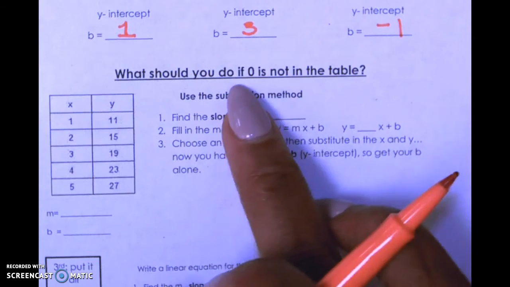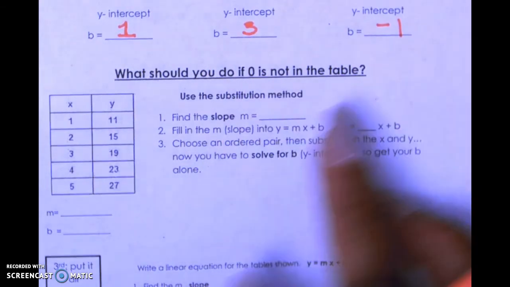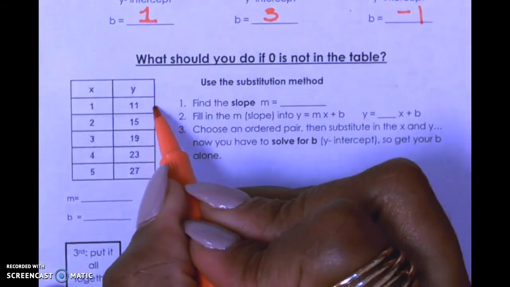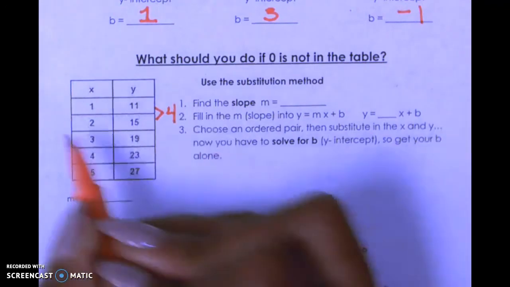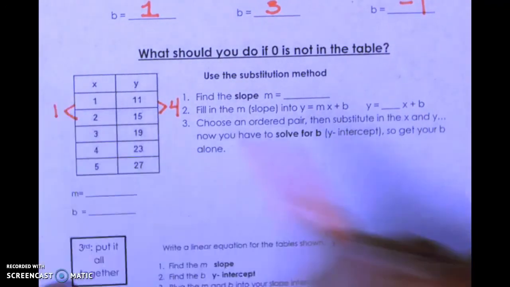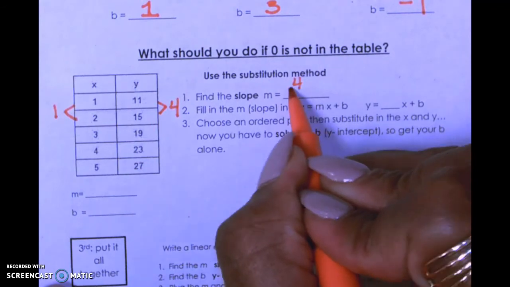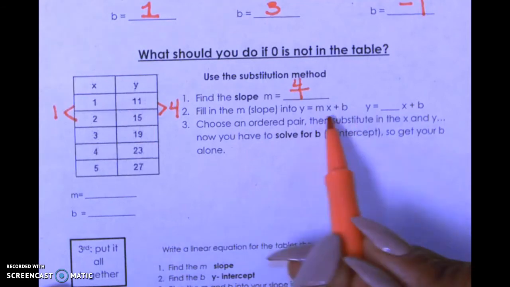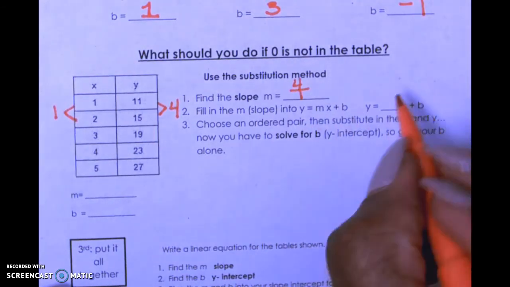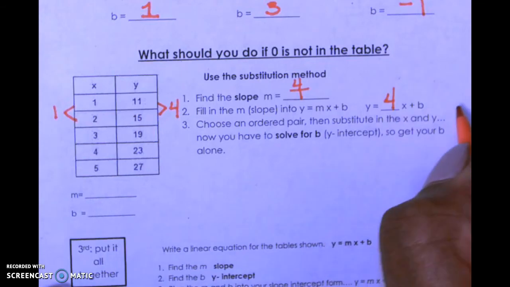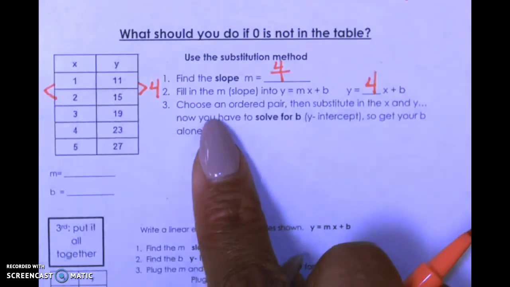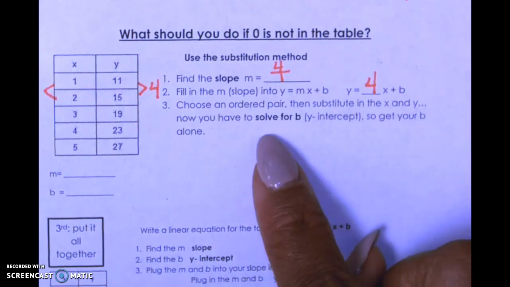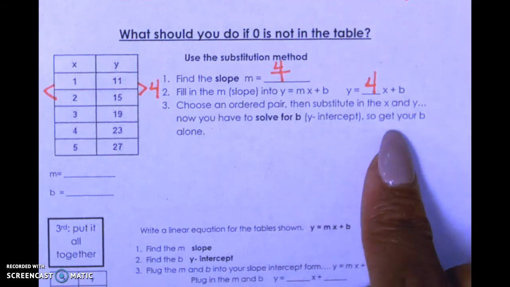It says, what should you do if 0 is not in the table? You're going to find the slope first. My change in y from 11 to 15 is 4, and my change in x from 1 to 2 is 1. So my slope is 4 over 1. Then it says, fill the slope m into your equation of y equals mx plus b. So I got y equals 4x plus b. Then it says to choose an ordered pair, substitute in the x and y, and now you have to solve for b, which is your y-intercept.